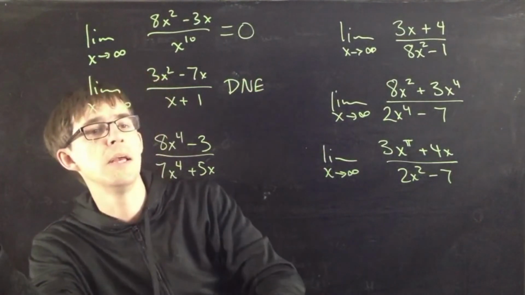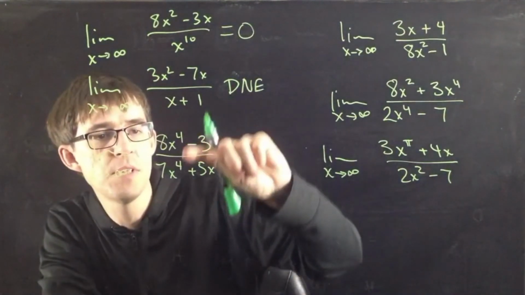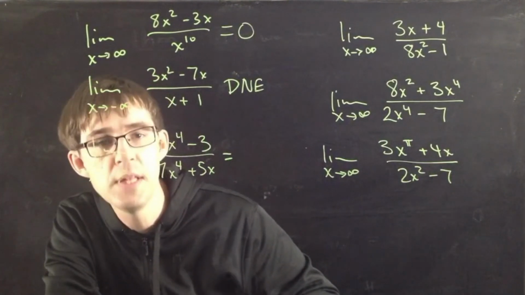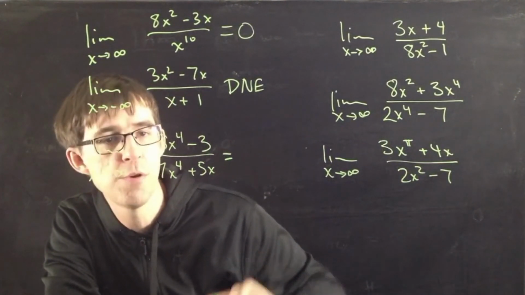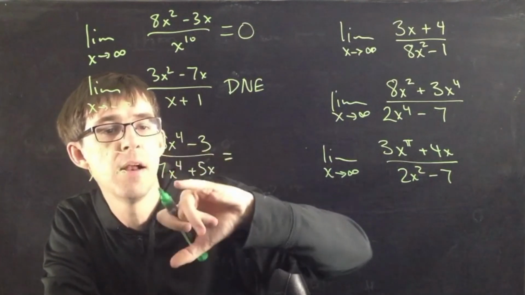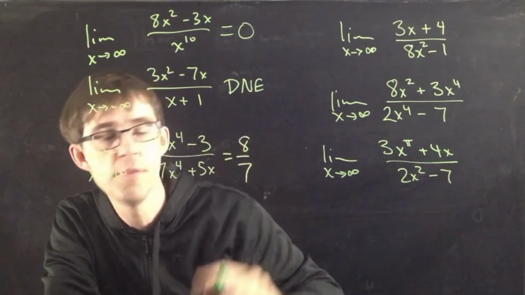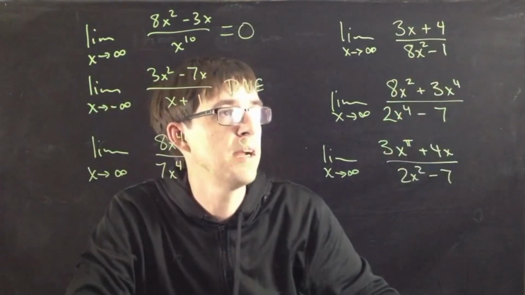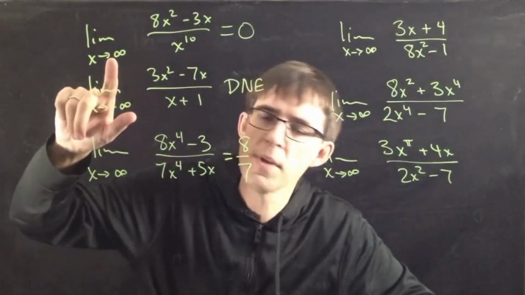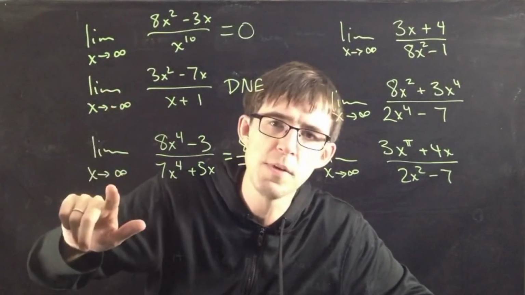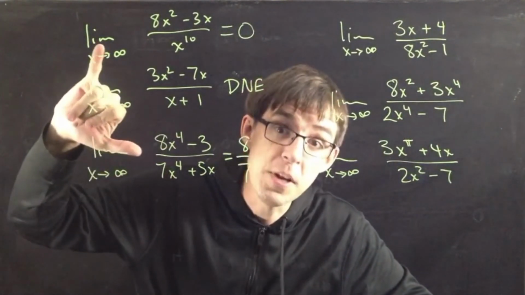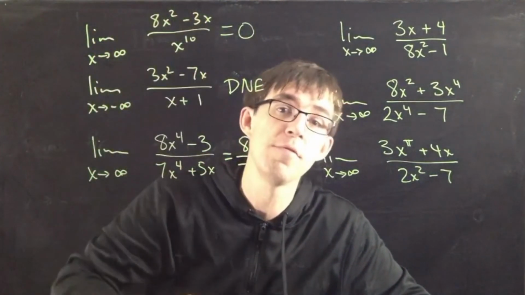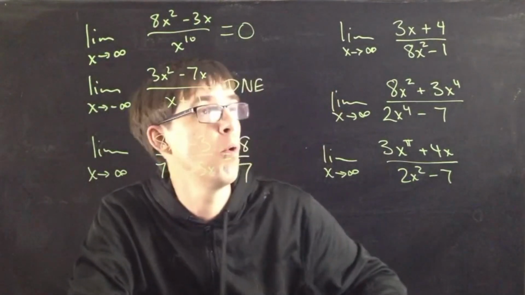How about this one? In this case, the degrees are the same. Degree 4 on top, degree 4 on the bottom. In this case, that means you get the ratio of the leading coefficients, the ratio of the top degree coefficients. In the top, it would be the 8, and on the bottom, it would be the 7. You get 8 over 7. That's all there is to it. How about this one here? 3x plus 4 over 8x squared minus 1. By the way, did you notice this was a plus infinity, this was a minus infinity, this was a plus infinity? It doesn't matter. It has to be infinity. If it's not infinity, then you've got to do something like we did last time. These tricks only apply for limits when x is going to infinity or minus infinity.